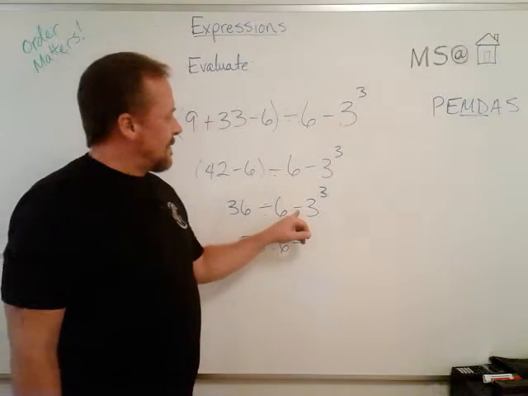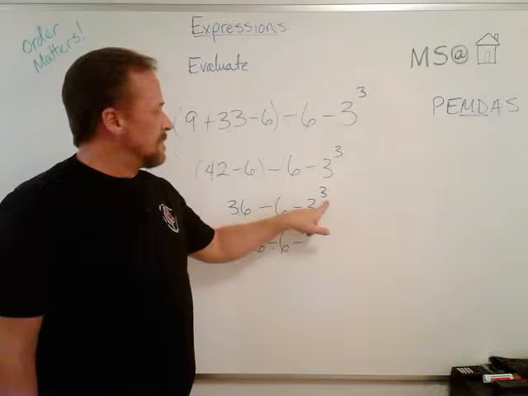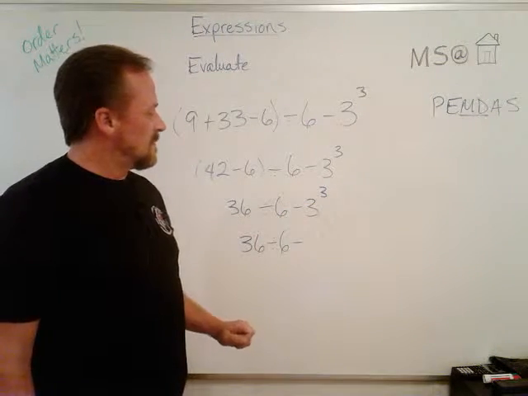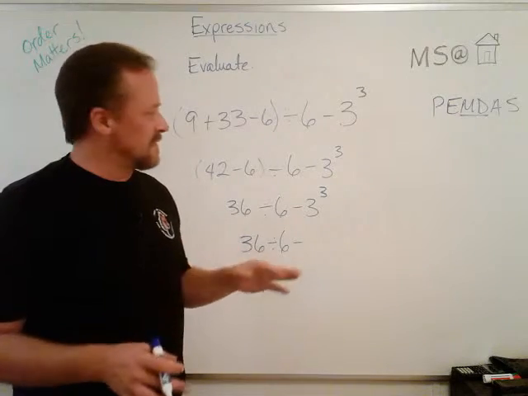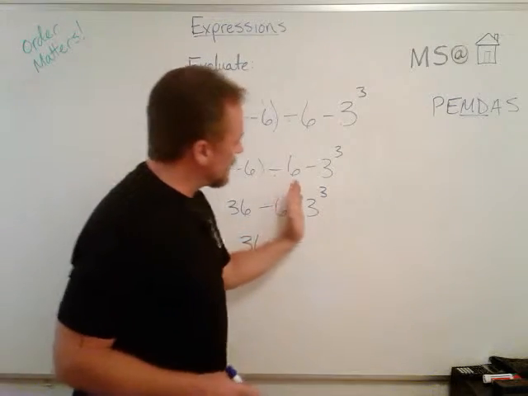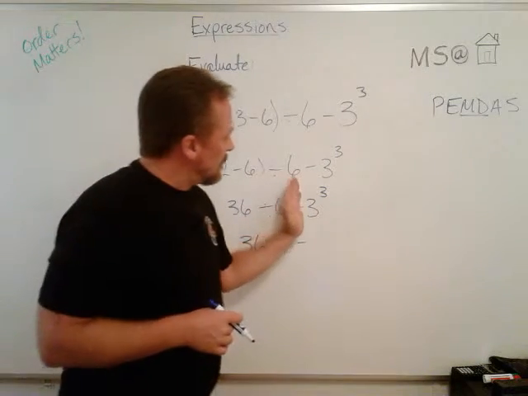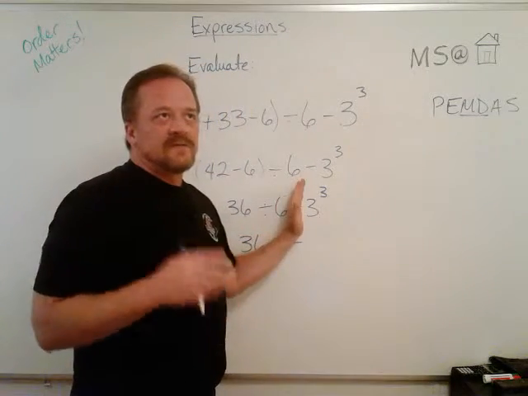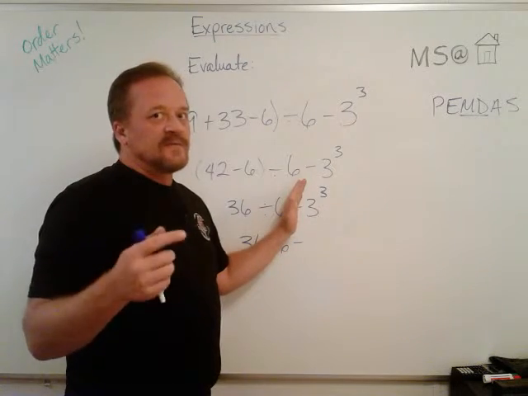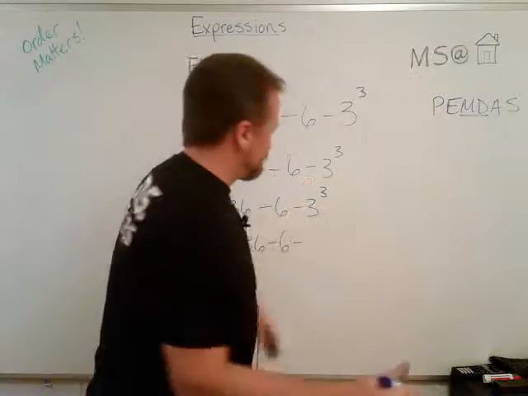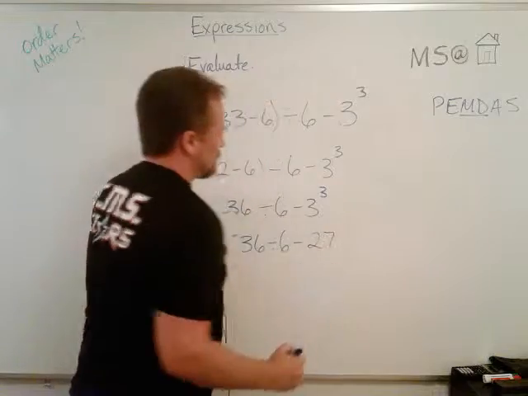Now here I have minus 3 to the 3rd. I don't have negative 3 to the 3rd. This is a minus sign, so I'm just looking at this piece. Notice I brought down the minus sign. So 3 to the 3rd power is 3 times 3 is 9. 9 times 3 is 27.